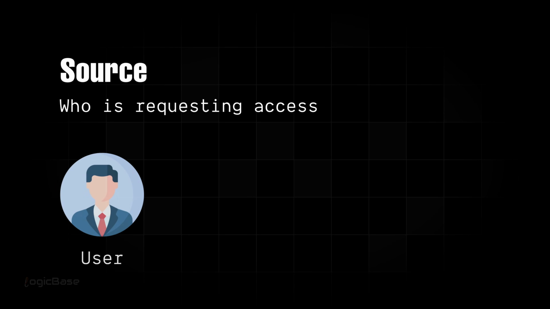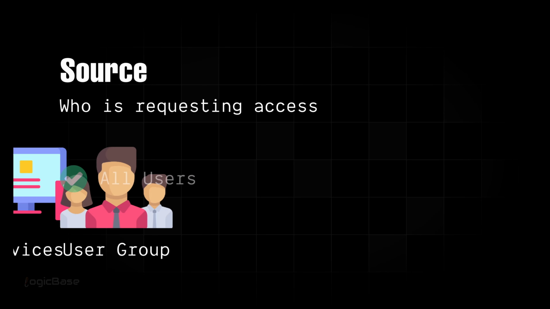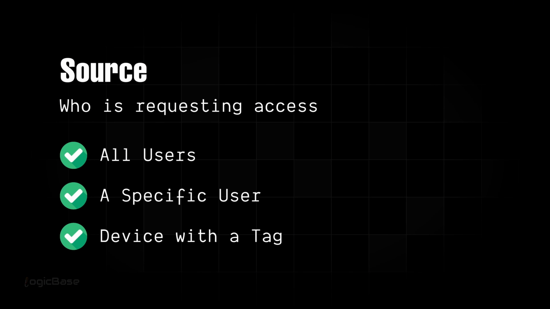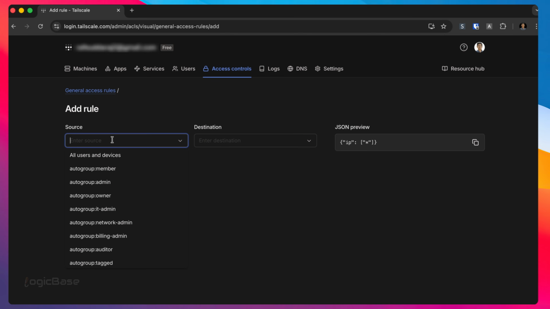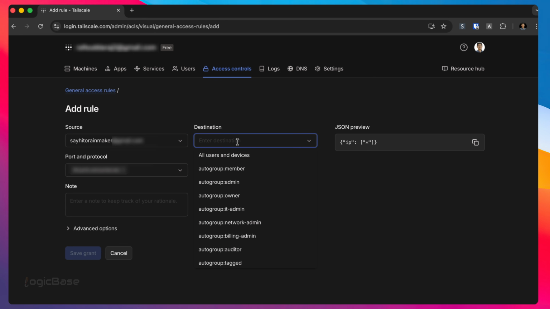First, source. Source means who is requesting access, which user, which device, or which group the request is coming from. For example, it could be all users, a specific user, or a device with a tag. In simple terms, source is where the request is coming from. In our case, our teammate is Say Hi to Rainmaker. So we set the source to Say Hi to Rainmaker.